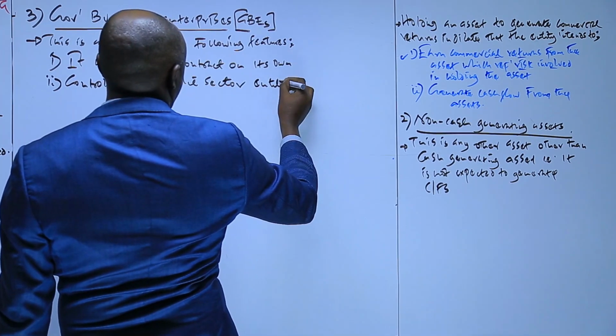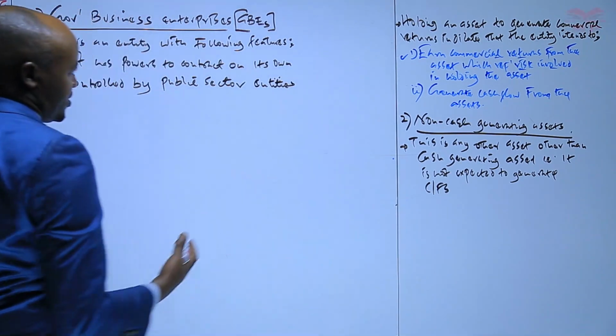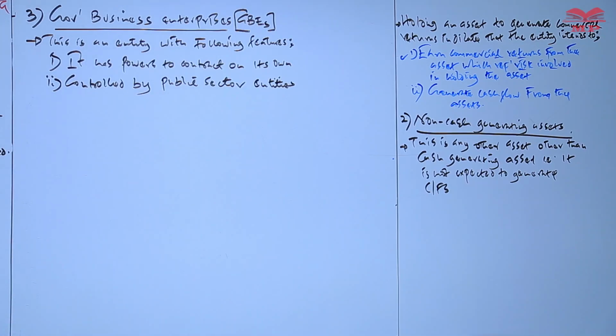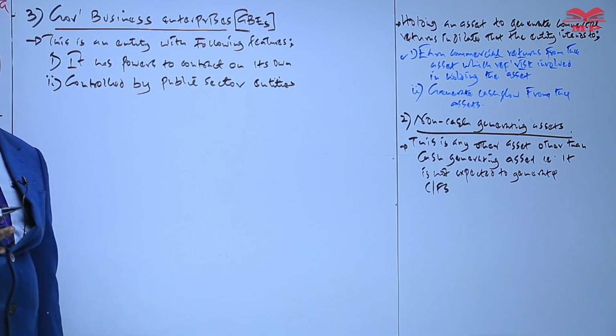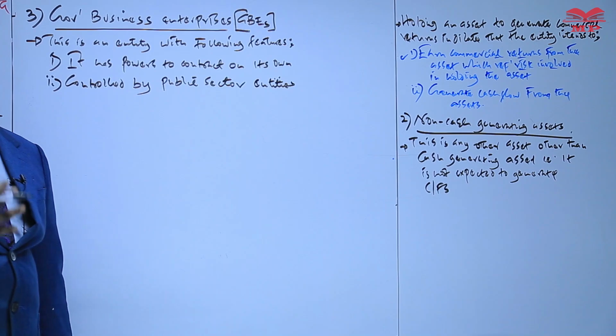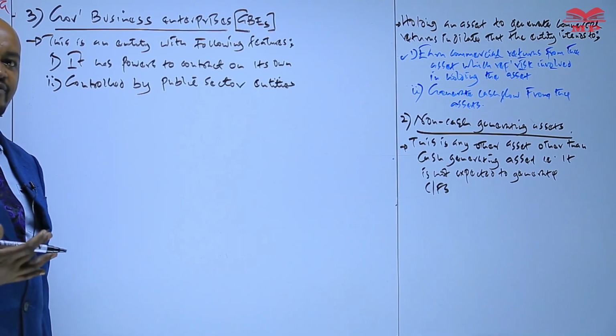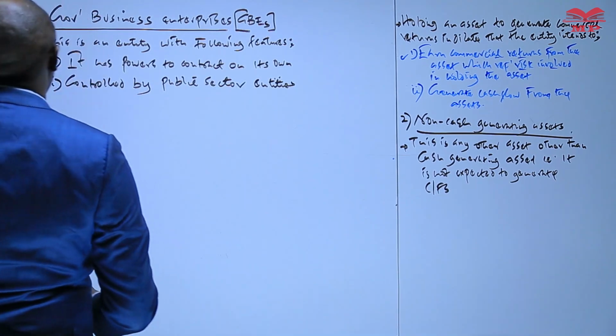A good example of this is Kenya Railways. Kenya Railways operates under the Ministry of Transport and is a good example of a GBE. It has powers to contract on its own. Also, Kenya Railways operates on full cost recovery. In other terms, it is not reliant on continuing government funding to be a going concern.